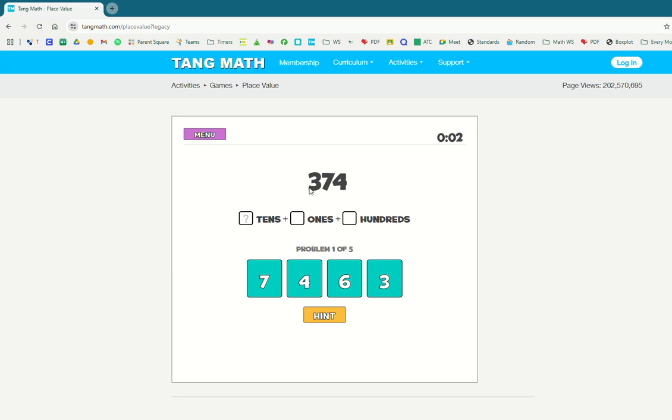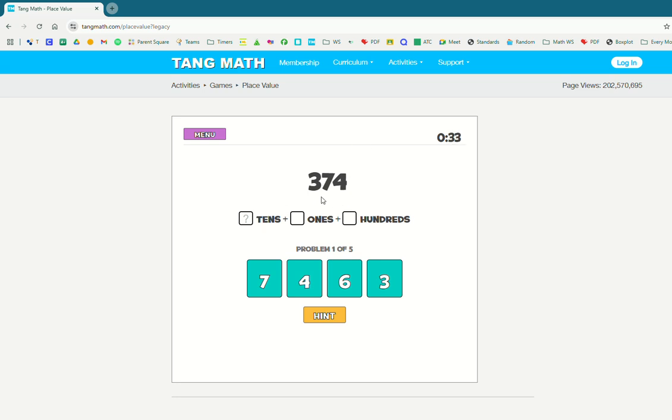So we see the number 374. Now normally when it says, okay, what's this first digit in this place value, I'd say, well, it's 3, right? 300. Ooh, but that was actually wrong, because notice it's asking me for the tens place. Because we could add up the hundreds and the tens and the ones, or the ones and the tens and the hundreds, or the tens and the hundreds and the ones. We can add these up in any order.